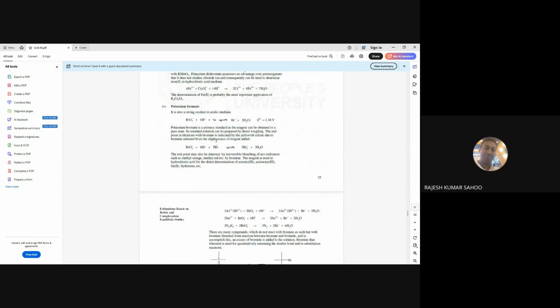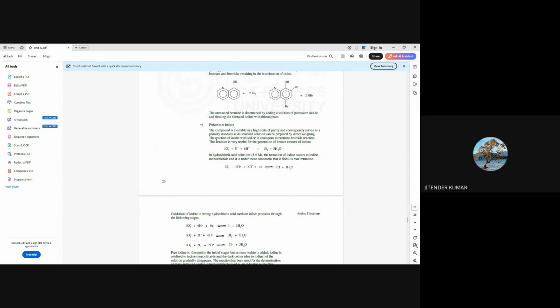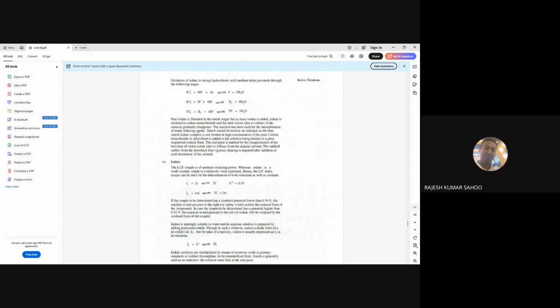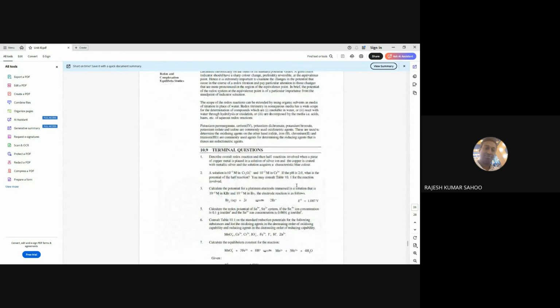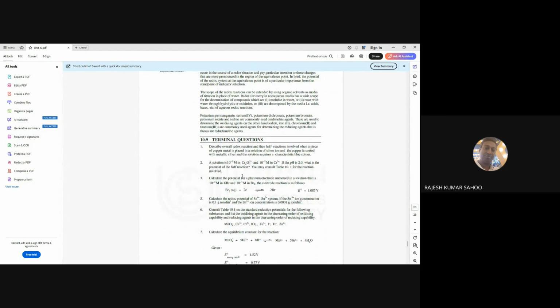So what type of questions come in the exam from this unit? You can see it will come just like this. I can show you the question pattern. First of all, one question will come: how to calculate E cell, E0 cathode minus E0 anode, from the Nernst equation. That question you get. Then also they will write an equation and you have to say which one is reduced, which one is oxidized.